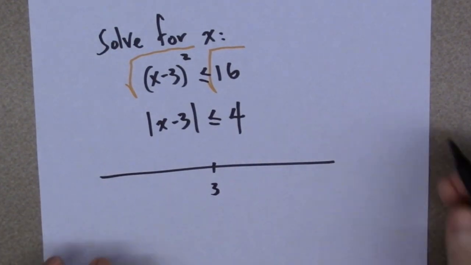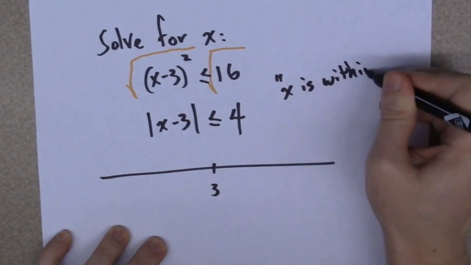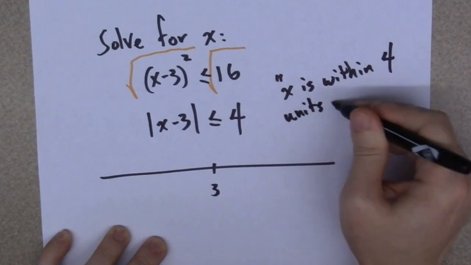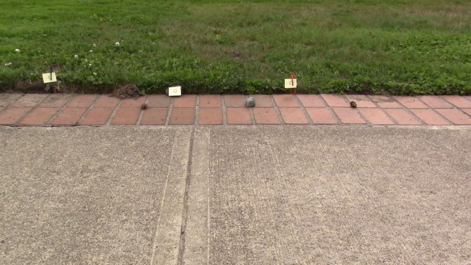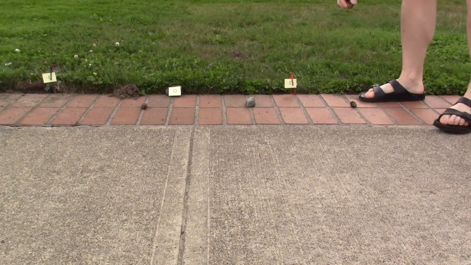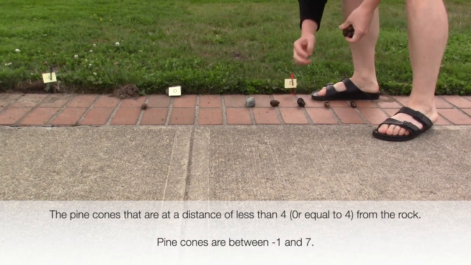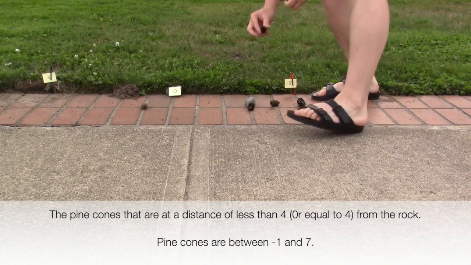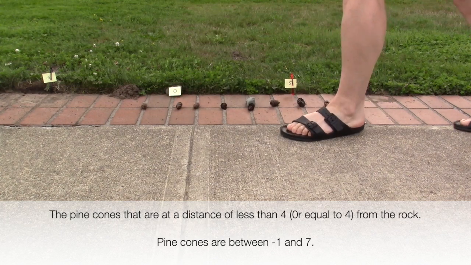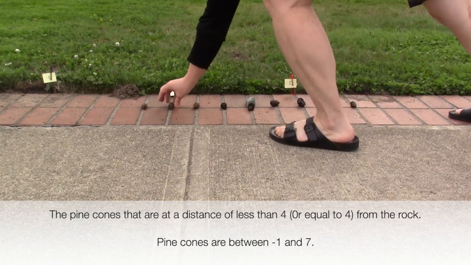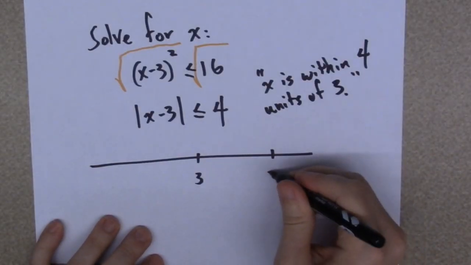Now I'm looking for points whose distance from 3 is less than or equal to 4. That is to say, x needs to be within 4 units of 3. So since the rock is at 3, any points that are at a distance of less than or equal to 4, that means that there are all those pine cones that are close to 3. They're between negative 1 and 7, including all the spaces in between the pine cones.